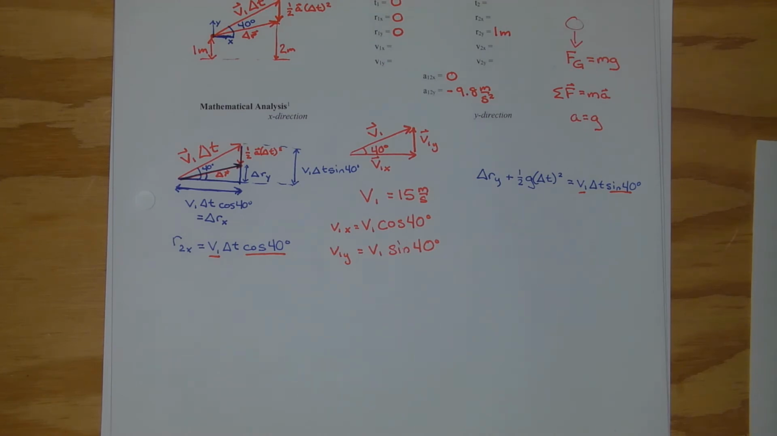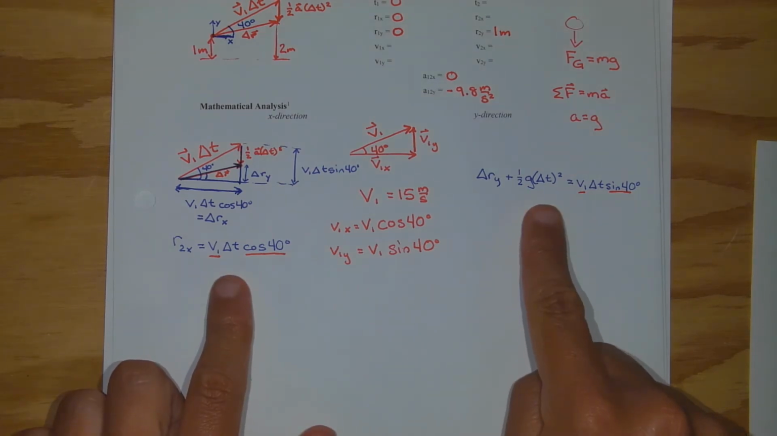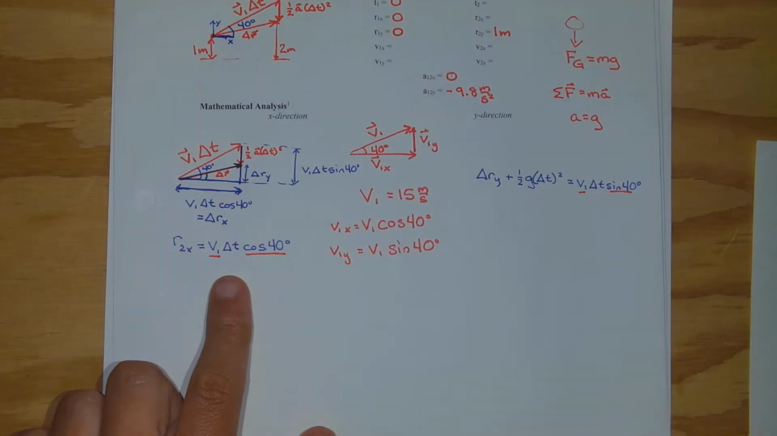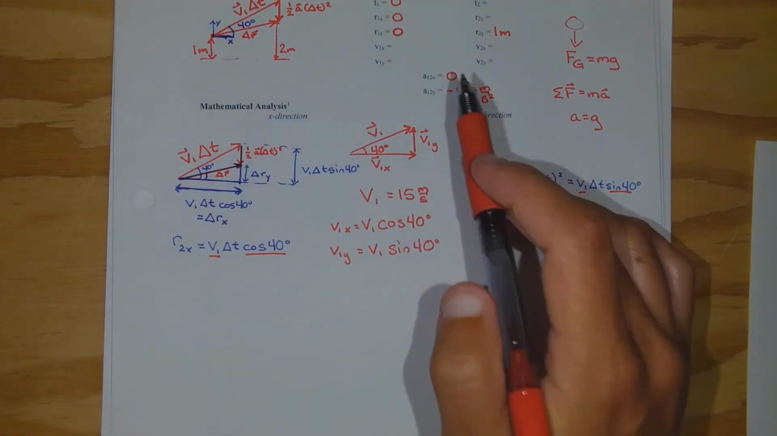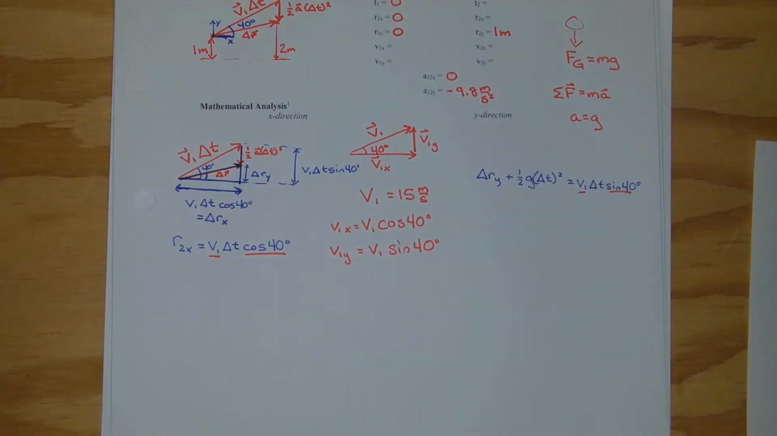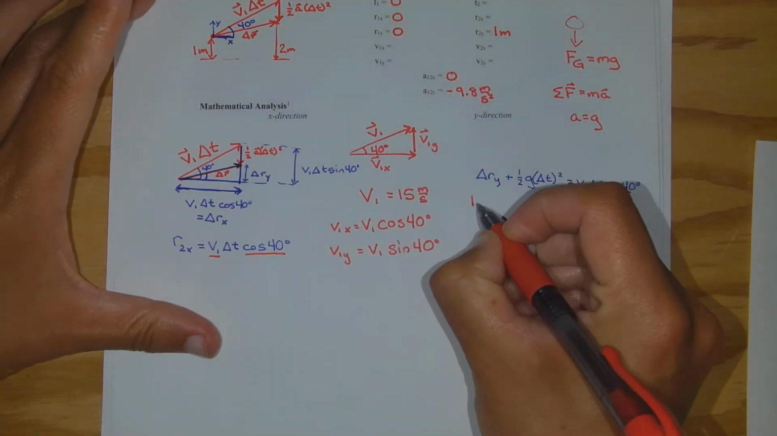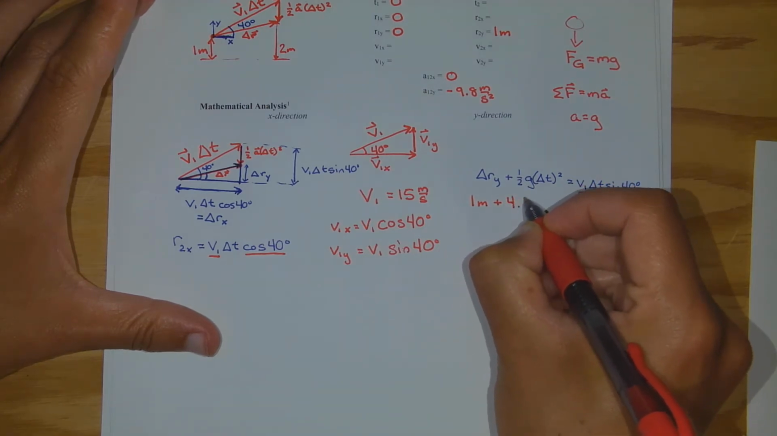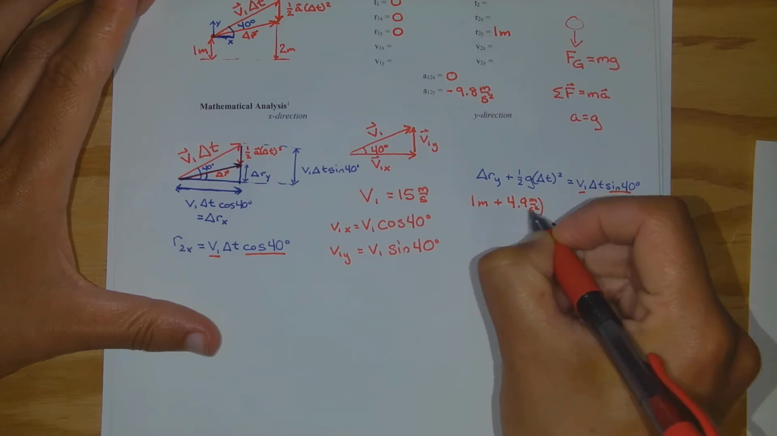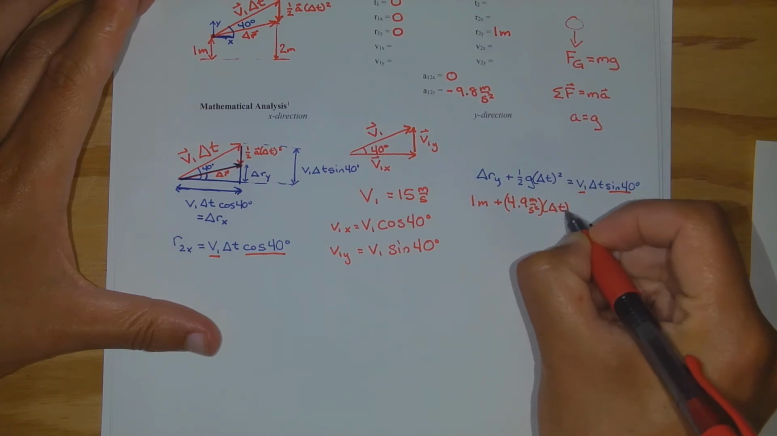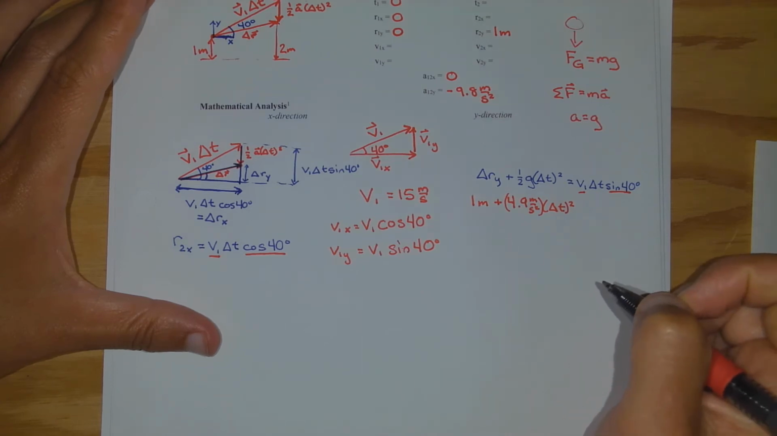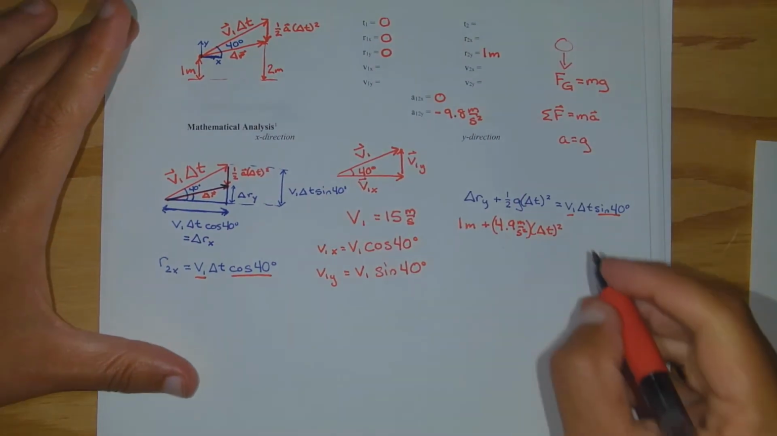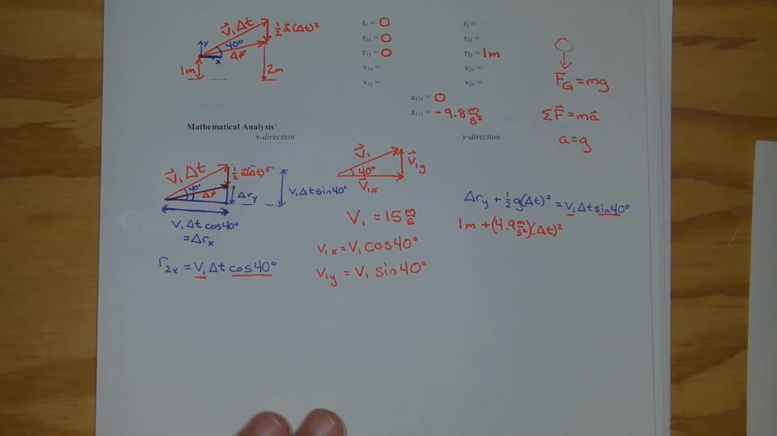Okay. So after I have that, I need to fill out the table completely. So I need to find everything. Right now I have two equations, and I actually know what delta ry is. So we said before that's 1 meter, or you could say 1 meter minus 0. That's also 1 meter. So this is 1 meter plus half of 9.8. That's 4.9 meters per second squared, times delta t squared. We know v1 is 15 meters per second.